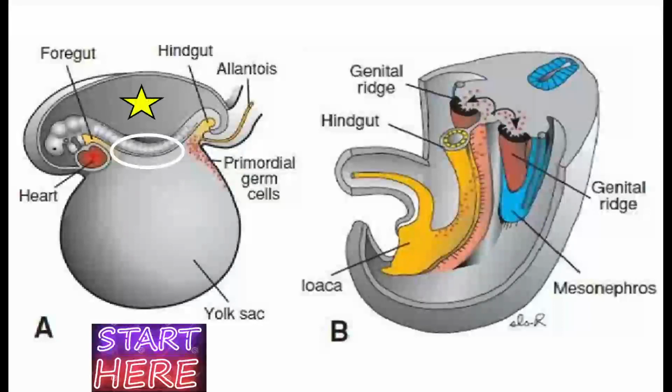Here we have the embryonic disc. The future human being is going to develop from this disc. There is a cavity above this embryonic disc. This cavity is filled with fluid, and it is called the amniotic cavity. Don't worry about the name. You will learn it later on because it's going to be repeated.